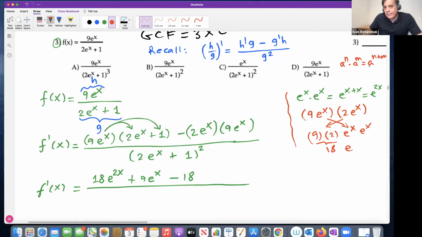You remember? Same base, you keep the base, you add the exponents, right? So I'm using that rule here and saying this, x plus x. So this will be 18e raised to twice x. Better now? Yeah, it's just algebra. I will try to remember this rule. It's just algebra. Yeah, great.